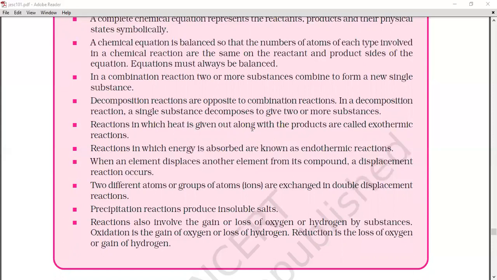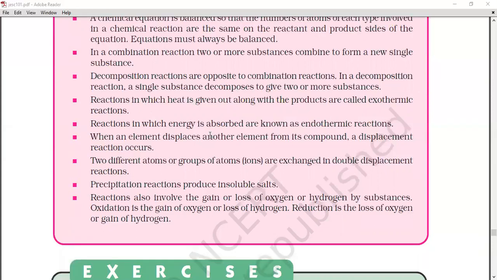Reactions in which heat is given out along with the products are called exothermic reactions. Reactions in which energy is absorbed are known as endothermic reactions. When an element displaces another element from its compound, a displacement reaction occurs. Two different atoms or groups of atoms or ions are exchanged in double displacement reaction. Precipitation reactions produce insoluble salts. Reactions also involve the gain or loss of oxygen or hydrogen by substances. Oxidation is the gain of oxygen or loss of hydrogen. Reduction is the loss of oxygen or gain of hydrogen.